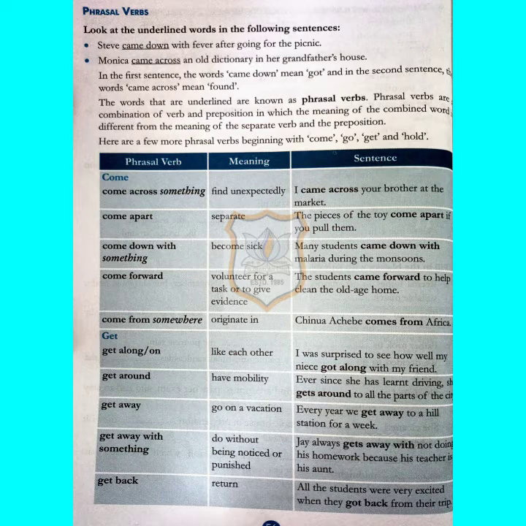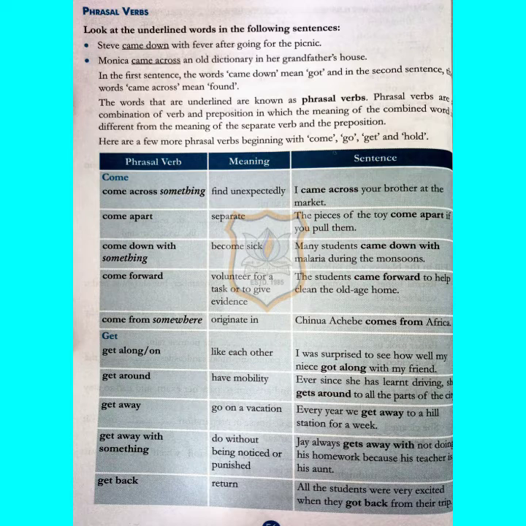Okay. So you can see here, first one is come. Come across something. It is known as find unexpectedly, the meaning of it. And how it is used in a sentence, see, I came across your brother at the market. Come apart, that is known to be separate. The pieces of the toy came apart when you pull them.